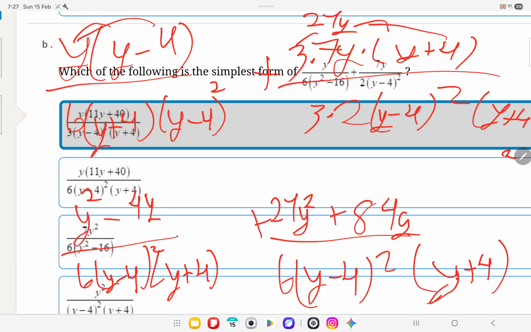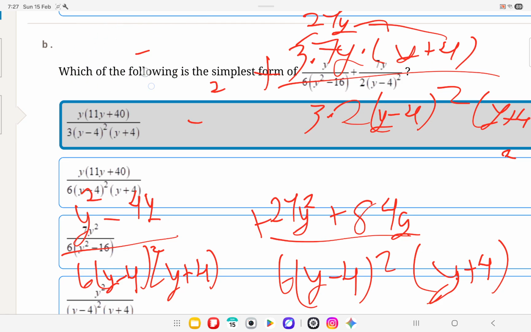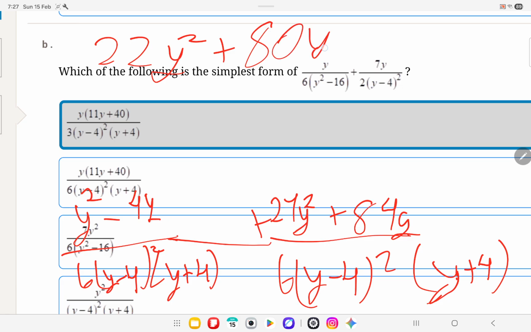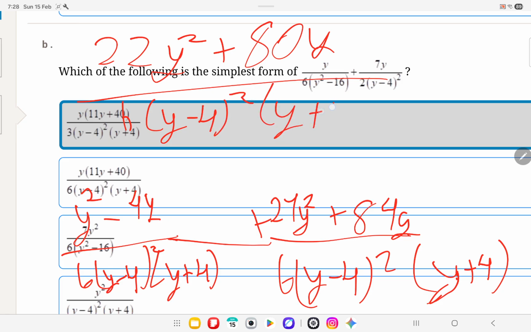Okay, let's do it. Let me just erase all of this at the top. Okay, so let's now add. y squared plus 21y squared is 1y squared plus 21 is just 22y squared. Then negative 4y plus 84y is plus 80y over 6 times y minus 4 squared times y plus 4.